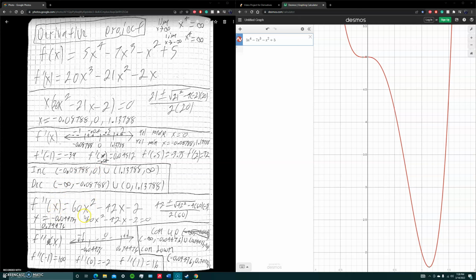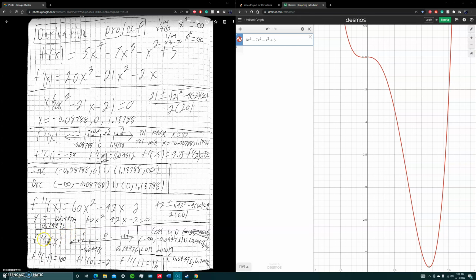For the second derivative, I got 60x squared minus 42x minus 2, and I set it equal to 0 to find the points of inflection. And I got that it was at x equal to negative 0.04476 and 0.74476.